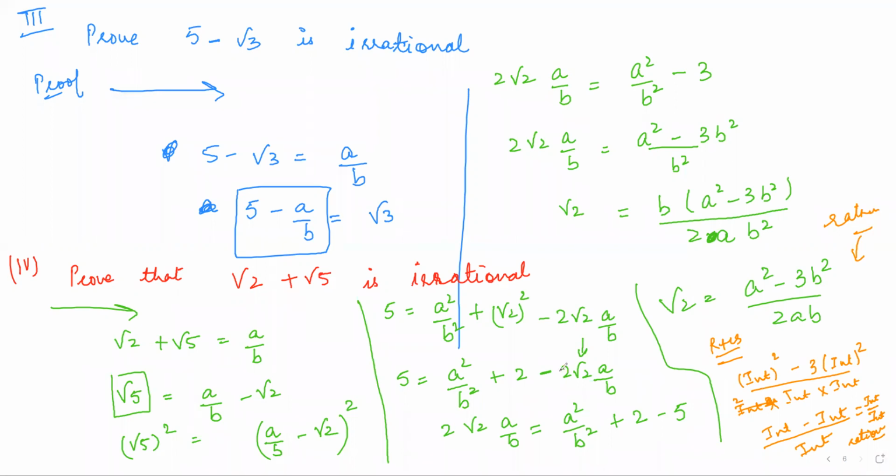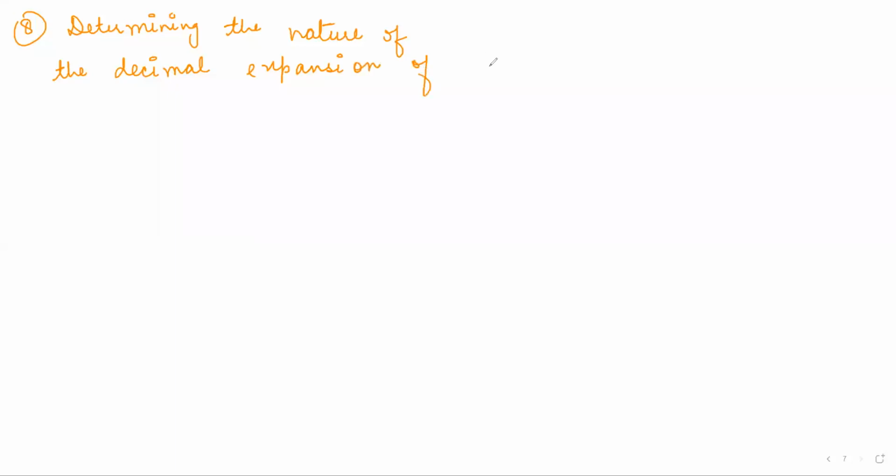Okay. Now there's one last topic which is remaining, which I'll take in the next class, this eighth, which is basically determining the nature of, you can write the heading, determining the nature of the decimal expansion of rational numbers. Okay. So you have to determine the nature, what kind of decimal expansion is going to be there. So you are not going to perform the actual division and see the answer, but some other way you have to tell, right? Yes, ma'am.